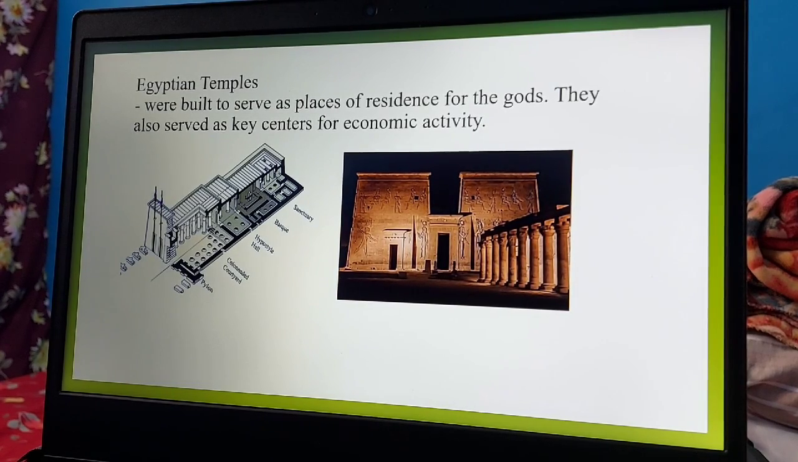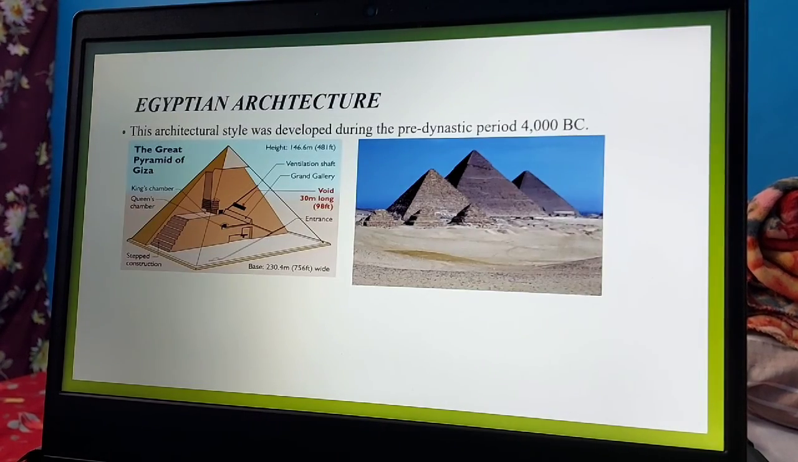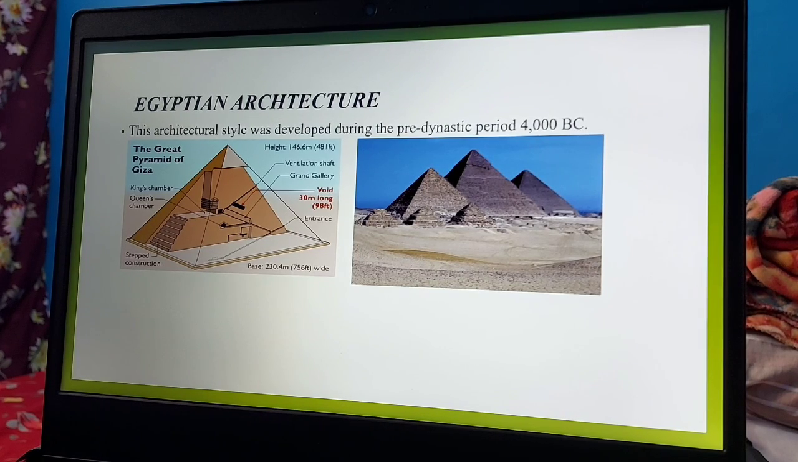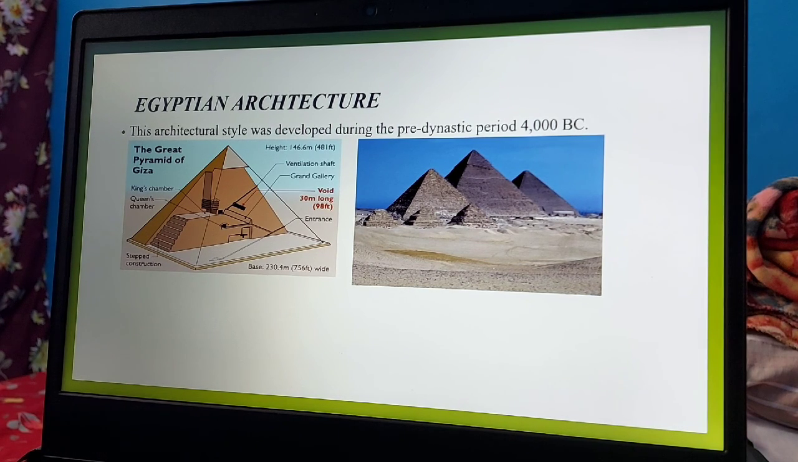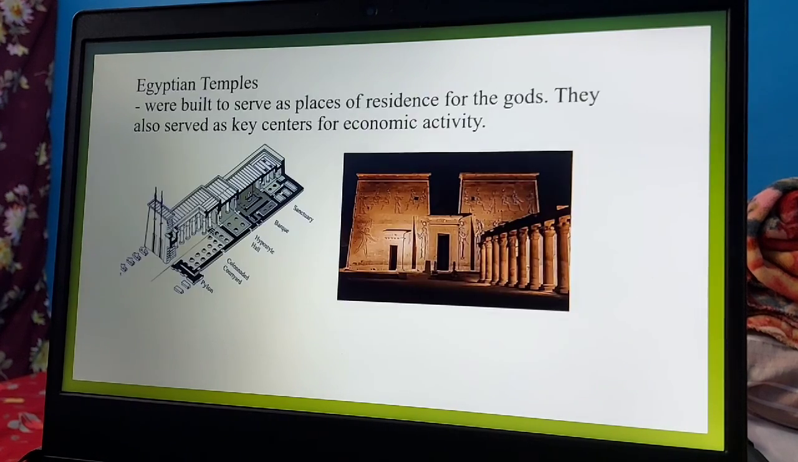Let's go back to the Pyramid of Giza for the information of everybody. The Pyramids of Giza are the most substantial ancient structures of the world. The three pyramids are funerary structures for the three kings of the 4th dynasty. Next. And second is the Egyptian temples. They were built to serve as places of residence for the gods. They also serve as key centers for economic activity.